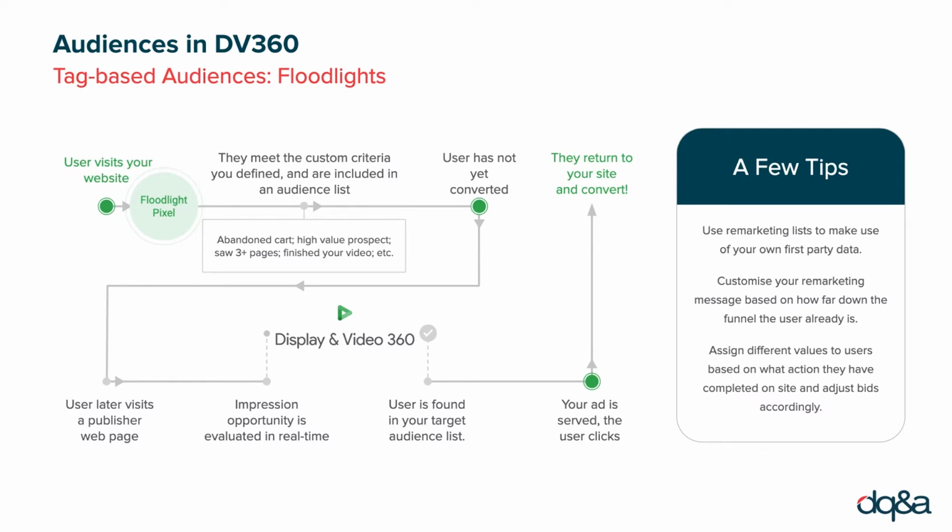But essentially how this works is a user visits your website where a floodlight has been implemented. They meet the custom criteria that you defined, and they're included in your audience list. The user hasn't converted yet, and later visits a web page where an impression opportunity becomes available. DV360 bids on that as you're targeting that first-party audience, and you add a serve to that user. That user clicks on the banner, goes back to your website, and hopefully converts.